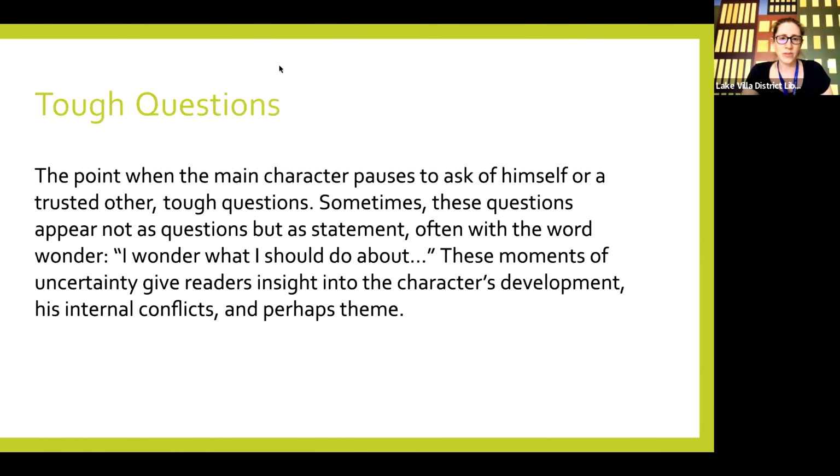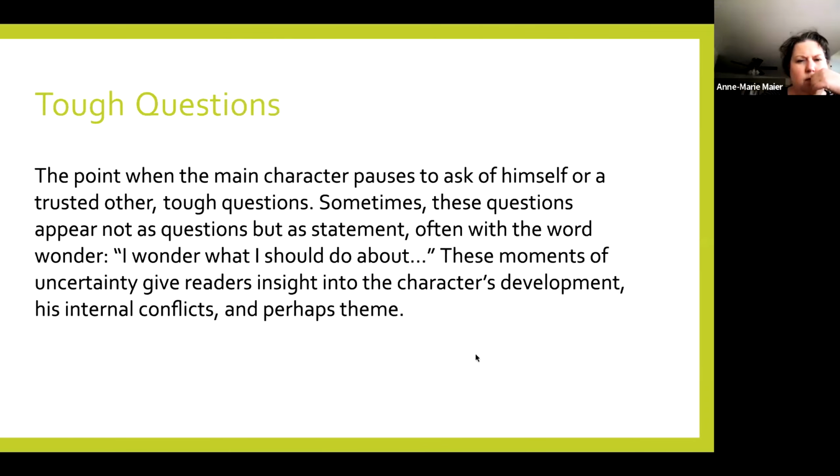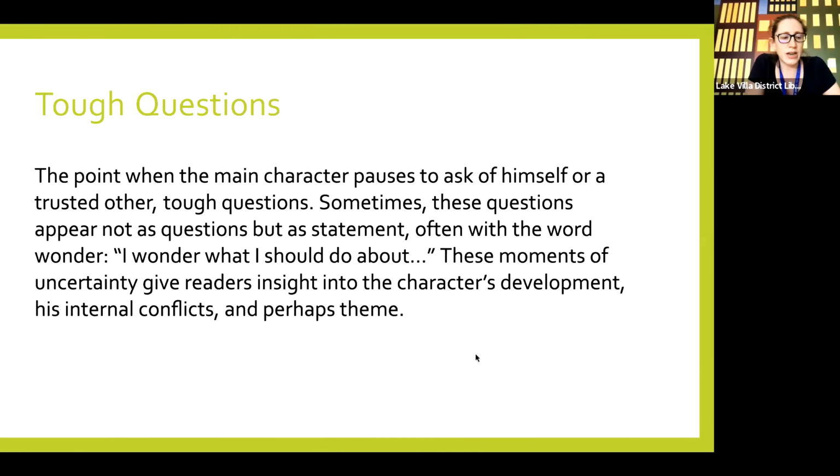Okay. Our next one is tough questions. So this is the point when the main character pauses to ask himself or a trusted other tough questions. Sometimes these questions appear not as questions, but as statements, often with the word wonder in it. So, I wonder what I should do about whatever. These moments of uncertainty give readers insight into the character's development, his internal conflicts, or perhaps themes.